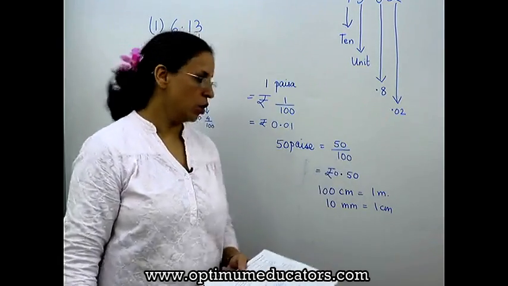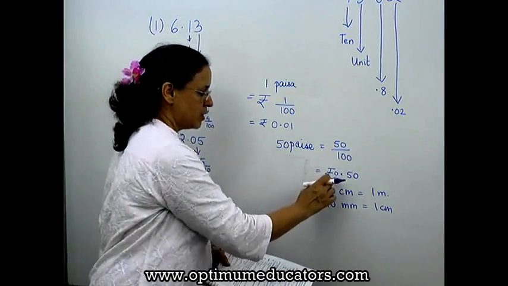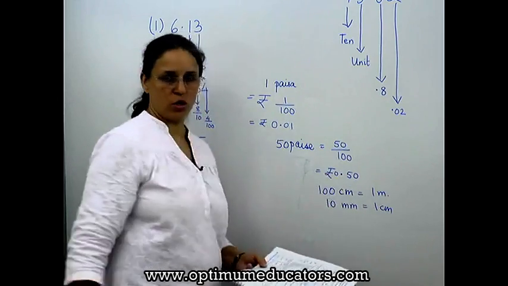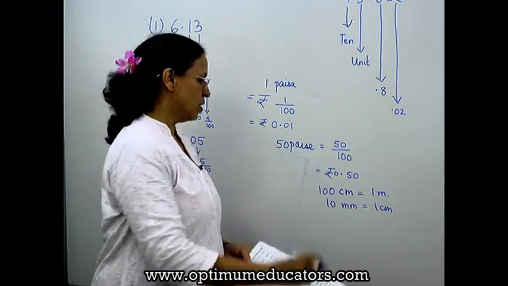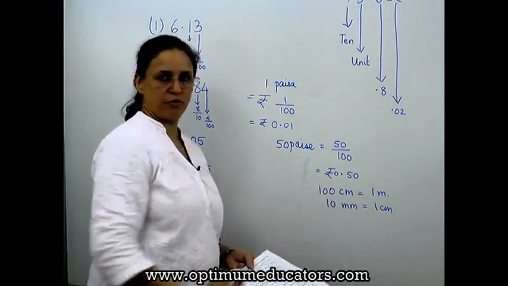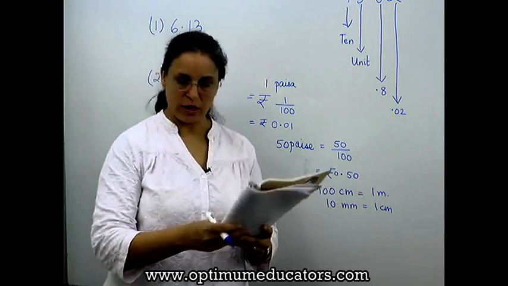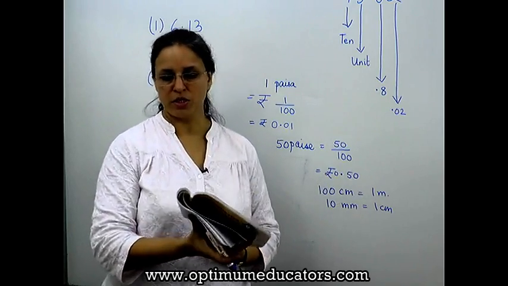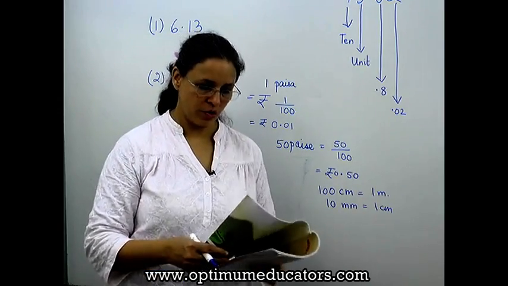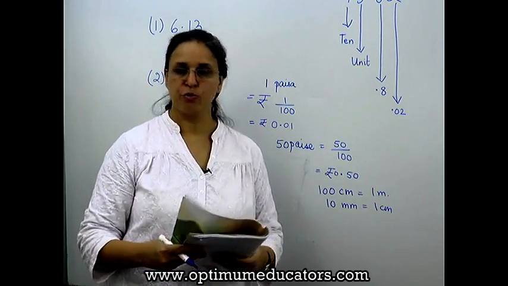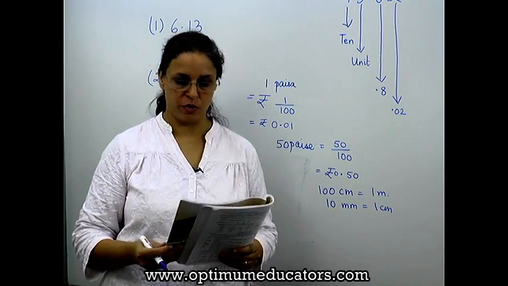50 paisa also we saw we can write it as 0.50 rupee. 75 paisa will naturally be 0.75 rupee, and so on and so forth. So same way with centimeters also you can do. 1 rupee is equal to 100 paisa. So 5 rupees will be equal to 500 paisa.